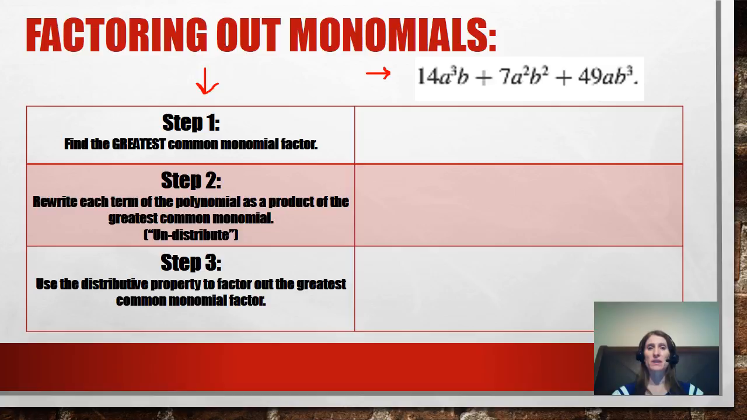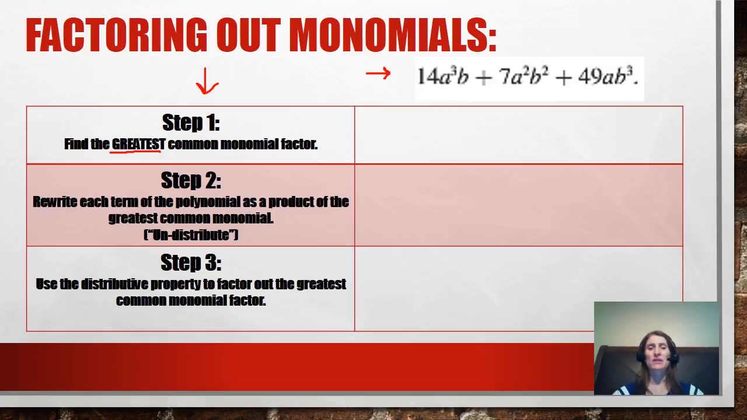So in this one, let's first look at the numbers. And this word greatest is kind of a little misleading. We are finding the greatest one that can go into all three of them. But students want to say, oh, well, then it has to be 49. Okay, but we have a problem with 49 because, yes, 49 can go into itself, but it cannot go into 7 and it cannot go into 14.